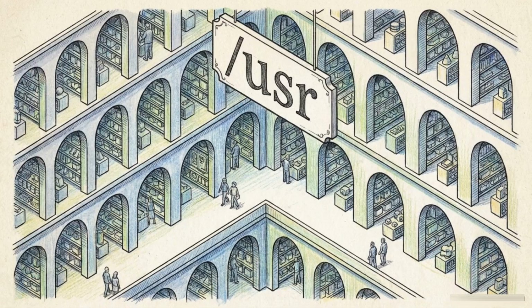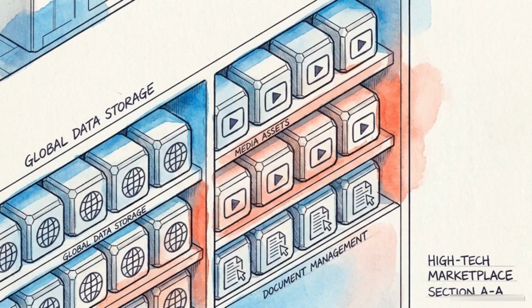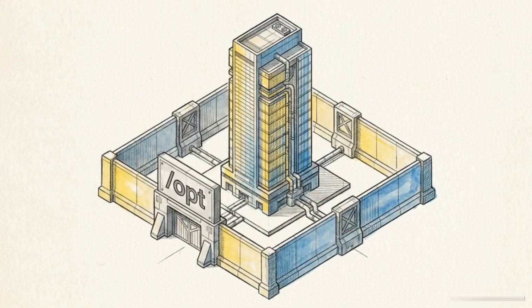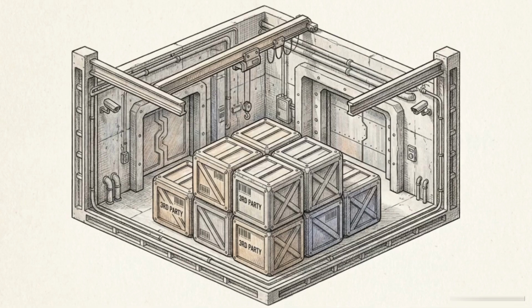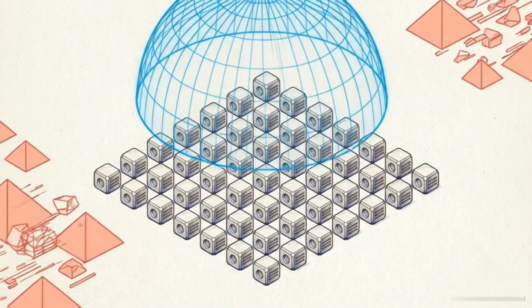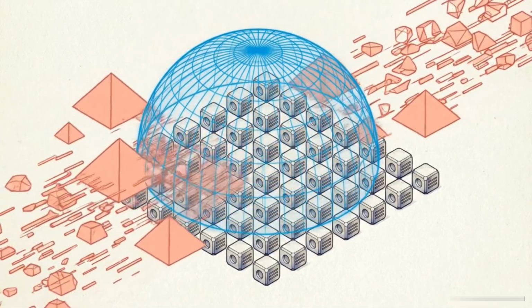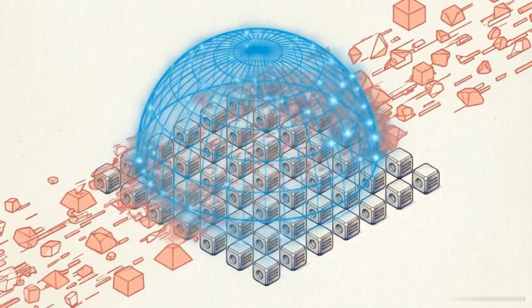Then there is /usr. While it sounds like it's for users, it actually functions as a software mall. It contains the vast majority of the applications and support files installed on the machine. For third-party enterprise software that doesn't come with the standard system, Linux provides /opt. This acts as a dedicated commercial zone for optional, self-contained applications. This organization keeps the core architecture of the system separate from the volatile data created by the people using it.